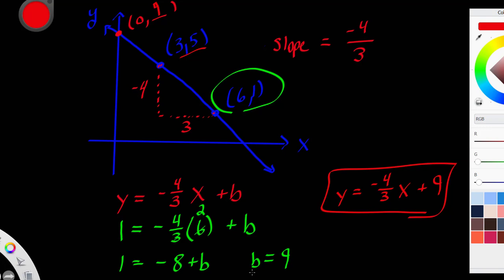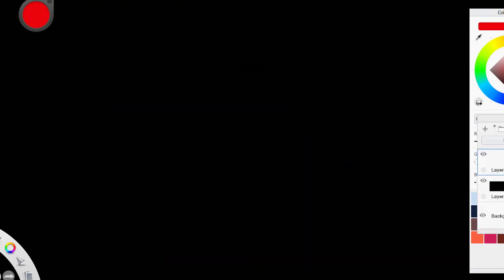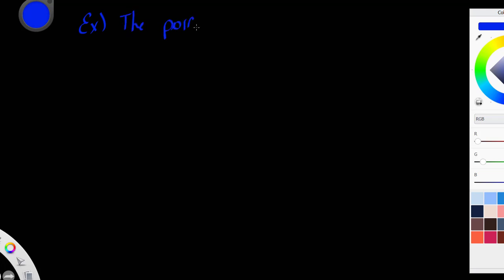Alright, let's look at another example where maybe we don't have a picture but we just have 2 points. So, in this example, let's say that we have the points -3, -4, and 5, 36. And we want to find the equation that passes through these points. So we want to find the equation y equals mx plus b.